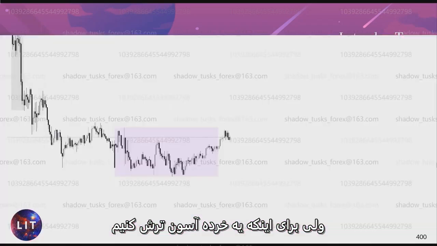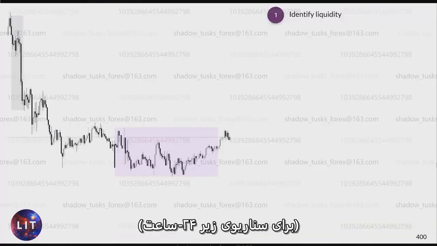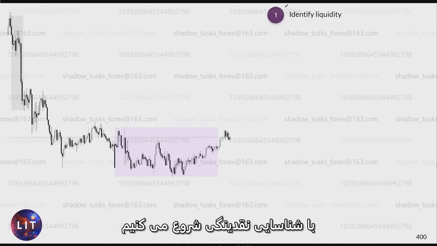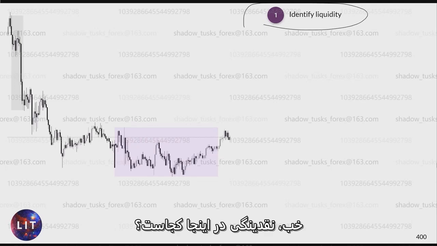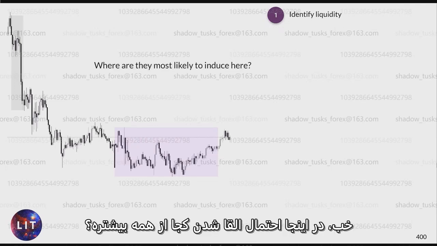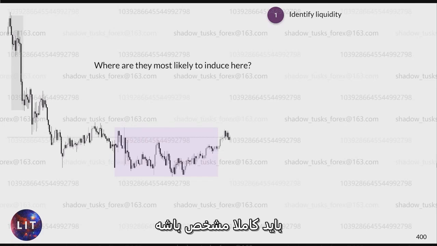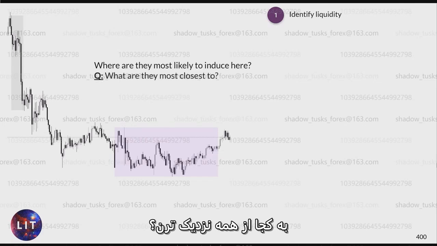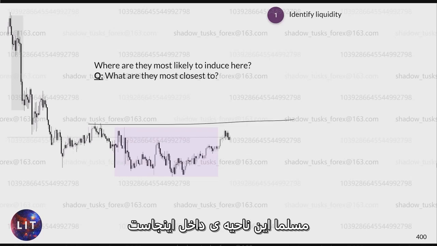But to make it a little bit easier, just again for the intraday play, we have the little steps in here, starting out with defining liquidity. So where is the liquidity here? Where are most likely induced here? Should be very obvious, right? So pretty much what are the closest to? Which area should be induced for sure? Of course, it is this area inside here, right?